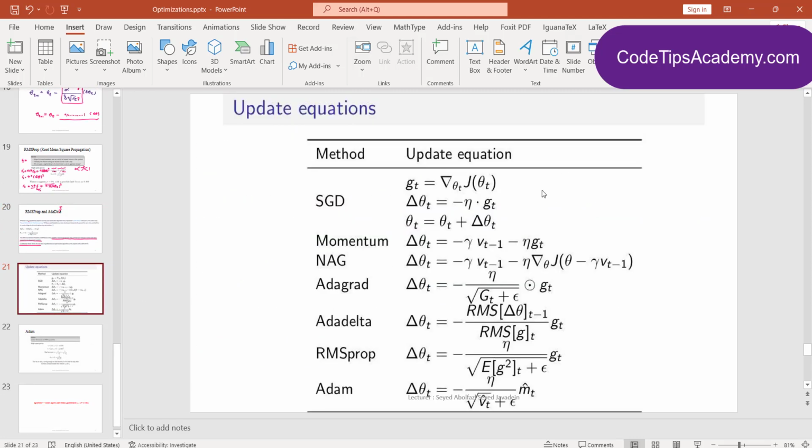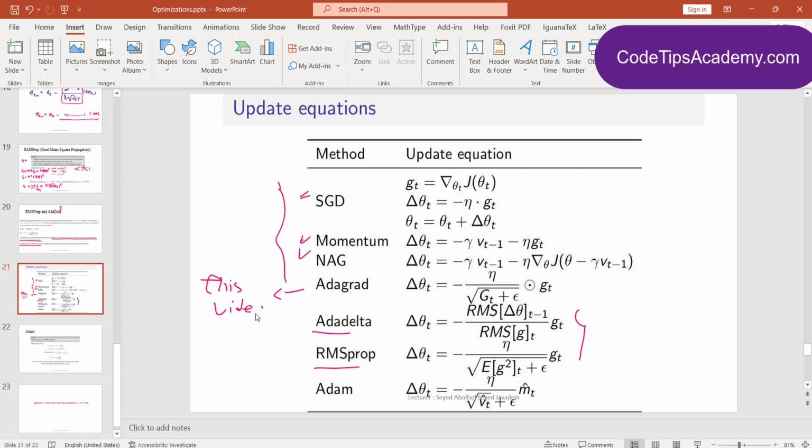You can see here this is AdaDelta and this is RMSProp. The formulas are very close to each other, and these are other formulas that we covered until now. This is from previous videos, and this is from this video.